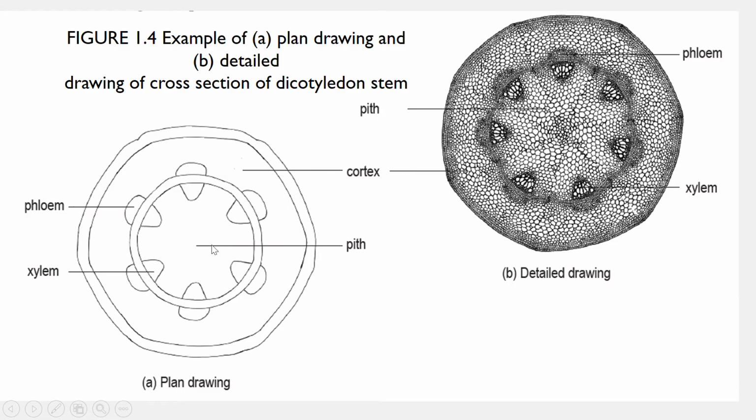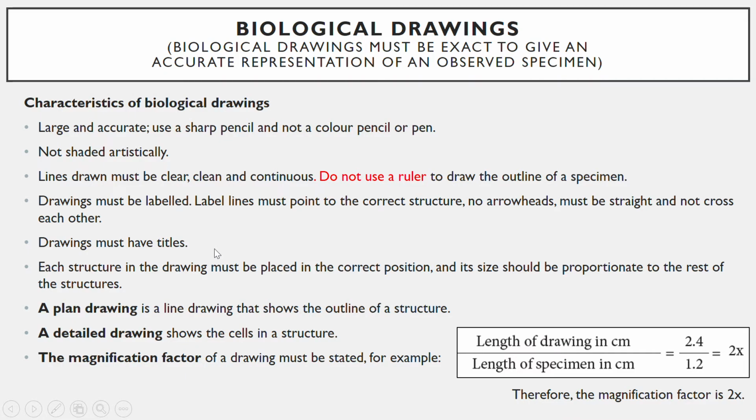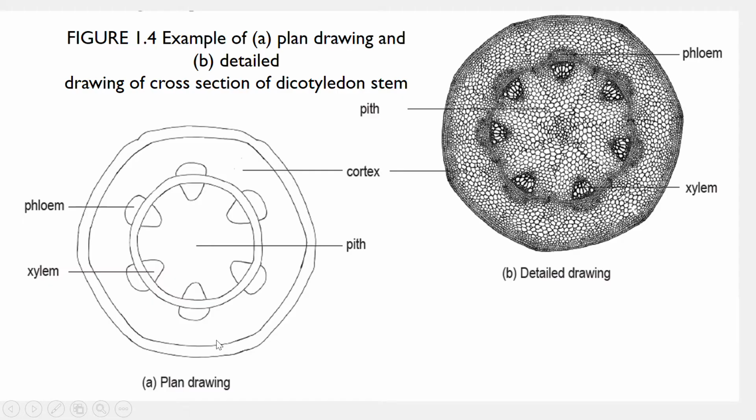Maksudnya kalau kamu lukis phloem and xylem over here, it shouldn't be too big. Jadi dia punya size tu adalah bersesuaian dengan gambar rajah keseluruhan. Contohnya kalau kamu lukis nucleus, the nucleus shouldn't be very big. Okay, maybe just a suitable size. Okay, a plan drawing is a line drawing that shows the outline of the structure, not the detail. This is detail.